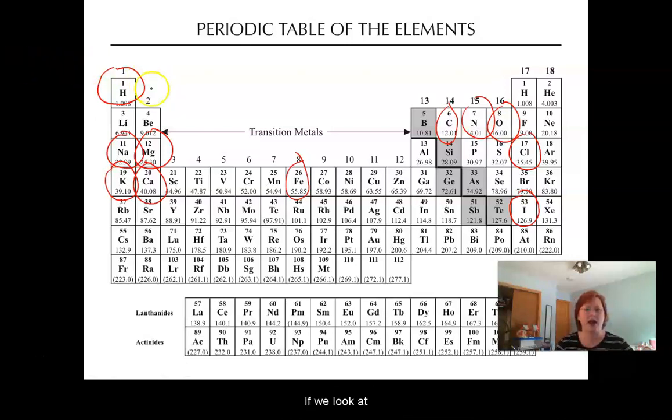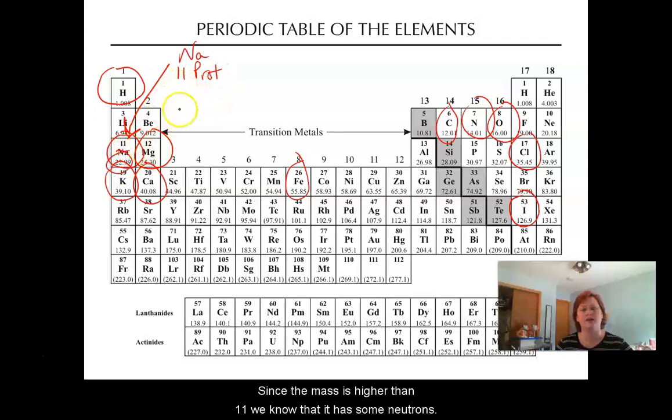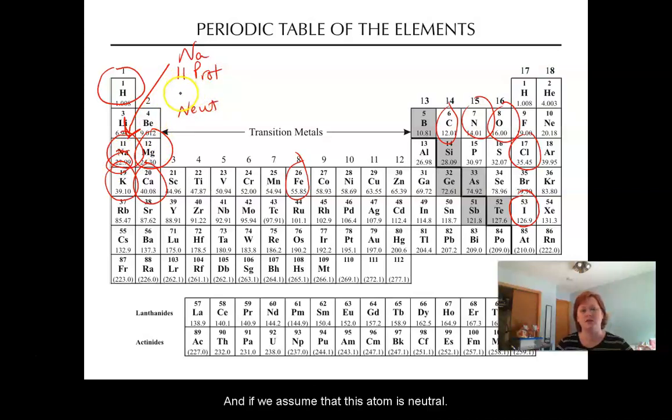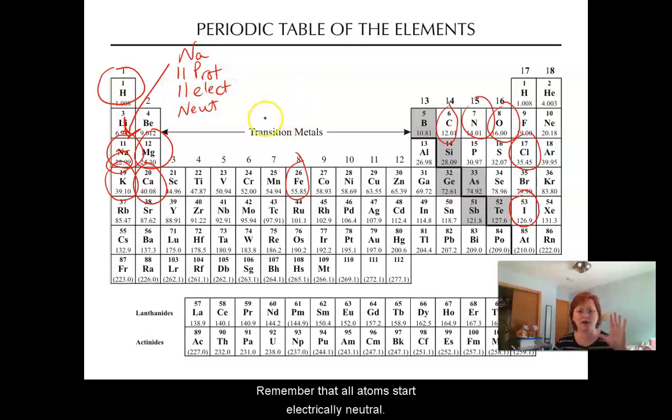If we look at sodium, sodium has an atomic number of 11, which means we know that it has 11 protons. Since the mass is higher than 11, we know that it has some neutrons. And if we assume that this atom is neutral, then we know that it has 11 electrons. And remember that all atoms start electrically neutral. That's going to change, and we'll talk about that in a minute.